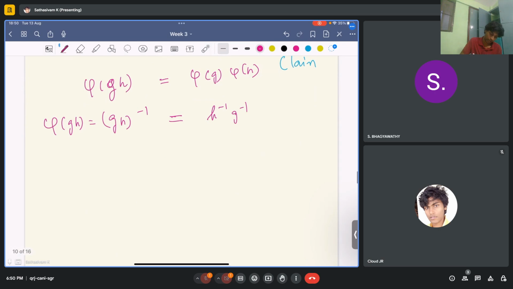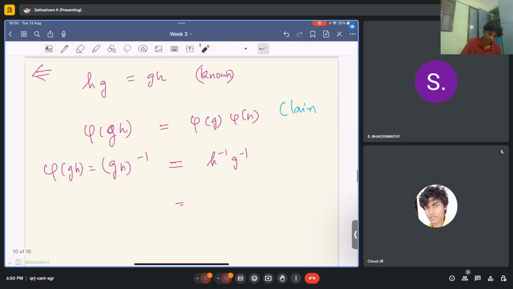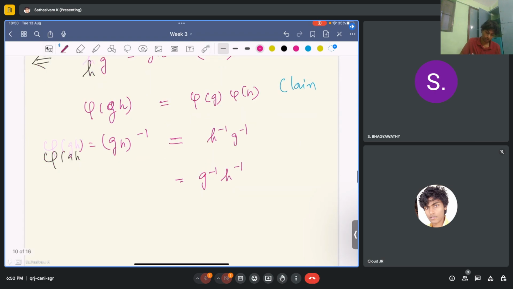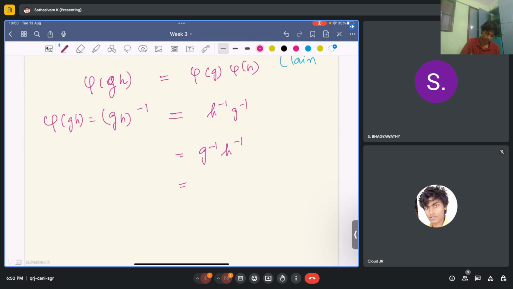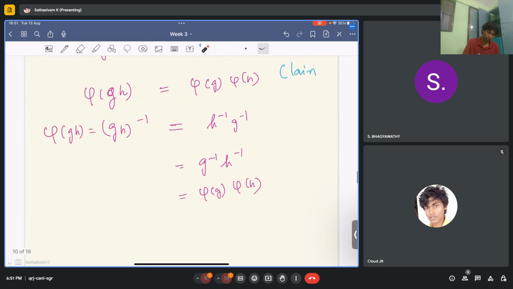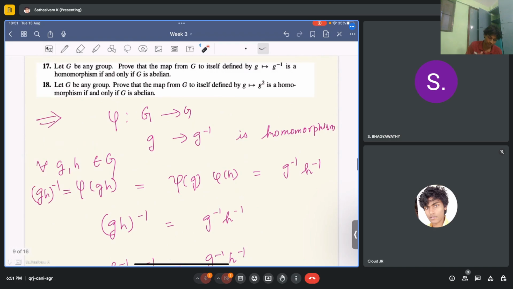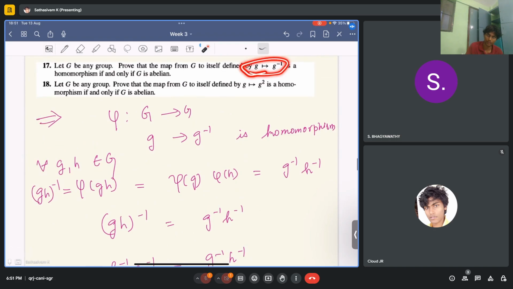Okay, but since my group is abelian, I can commute these two elements, right? So I can write it as g inverse h inverse. But what is g inverse? This is phi of g. What is h inverse? This is phi of h. So what we have proved is phi of gh is phi of g phi of h. So that means this map is a homomorphism. Okay.